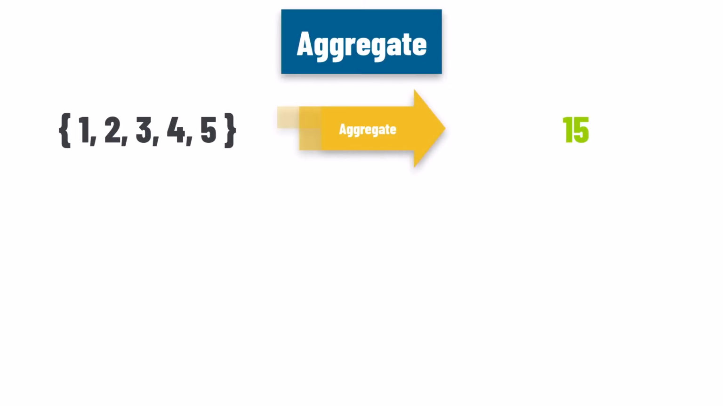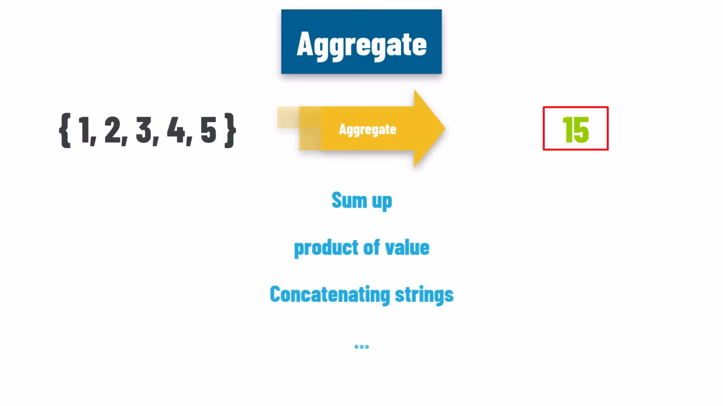It processes a sequence and applies a function you define, step by step, to come up with a single aggregated result. You can use aggregate for various purposes like summing up values, finding products of numbers, concatenating strings, or even more complex operations in collections such as arrays, lists, dictionaries, and more.